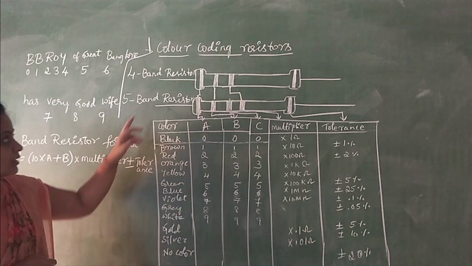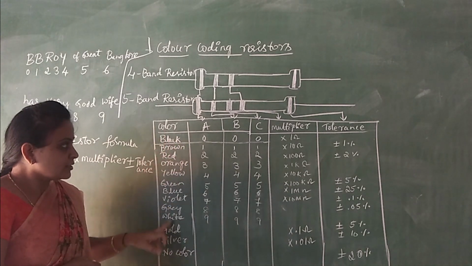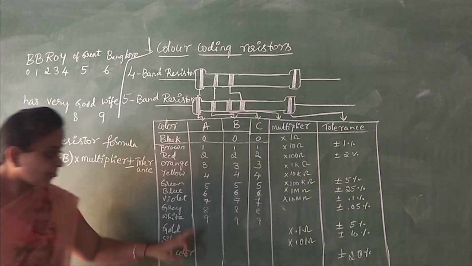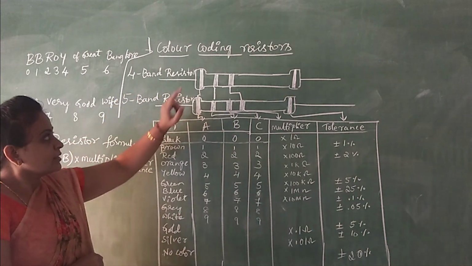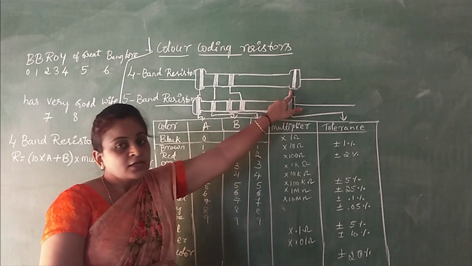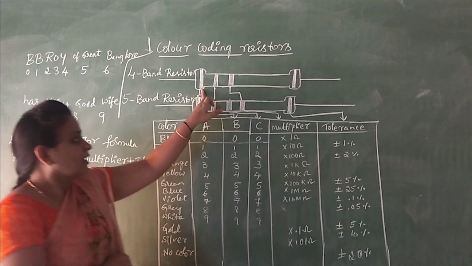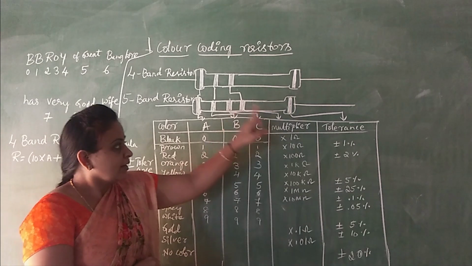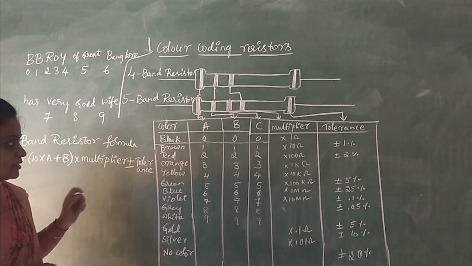This is the color coding table. Here the different types of colors and their respective values are written in the table. First one is the 4-band resistor. This resistor consists of 3 colors, and lastly we have the tolerance band. First band, second band, third band. First band goes to A, second band goes to B, third band goes for the multiplier for the 4-band resistors.